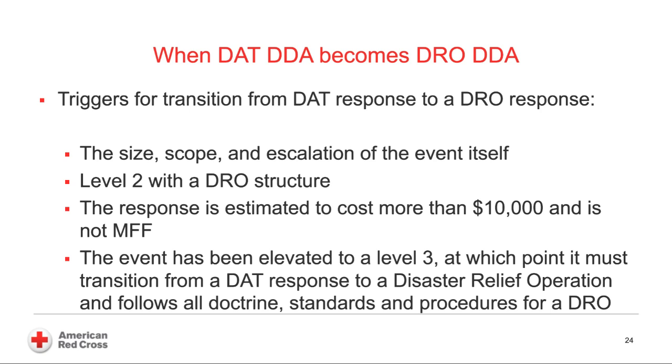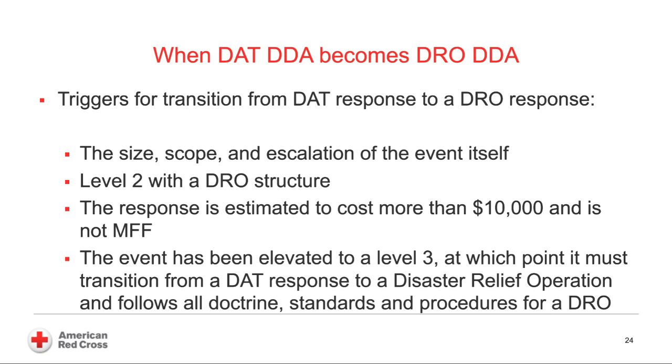Another trigger here is that the response is estimated to cost more than $10,000, and it's not a multifamily fire. Some of the possibilities that could be put here might be a building explosion, right? Something that's storm related, a flood, perhaps, maybe even a transportation incident that is going to go beyond that $10,000, and it's not a multifamily fire. That too would trigger that DRO and detailed damage assessment.